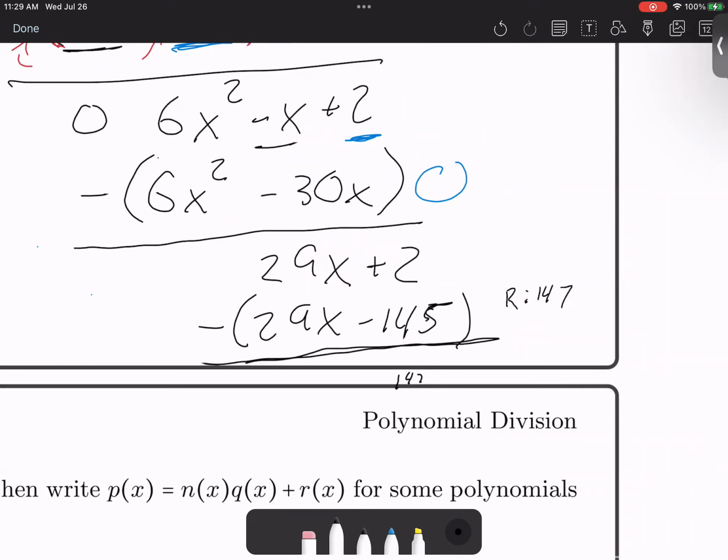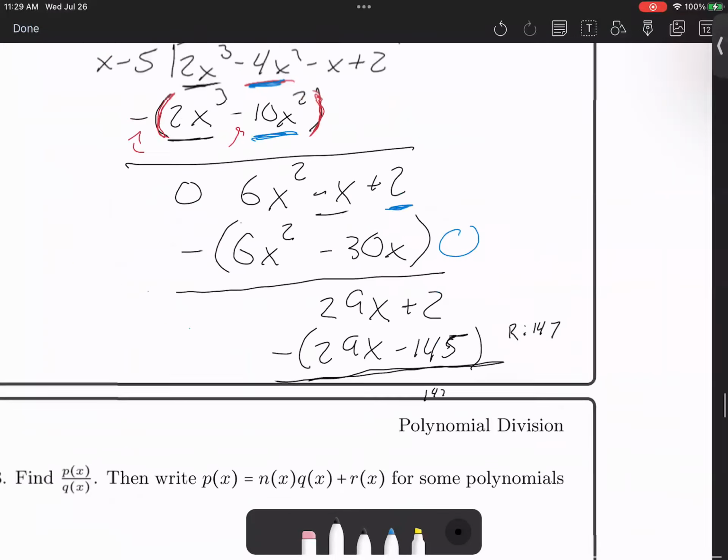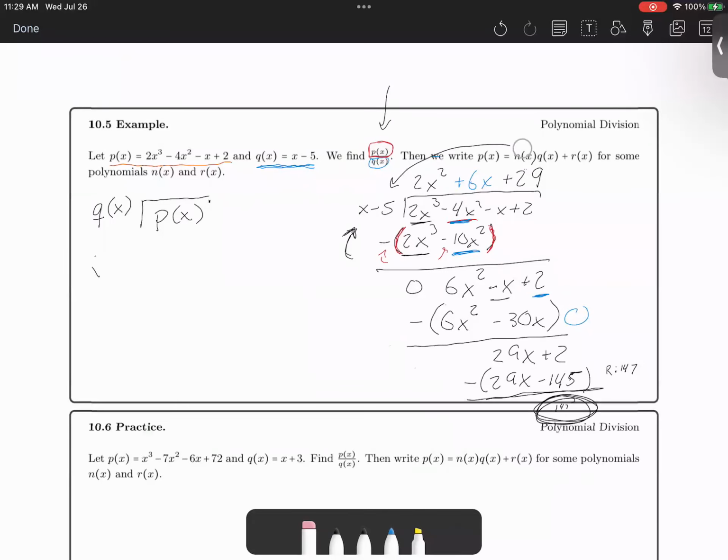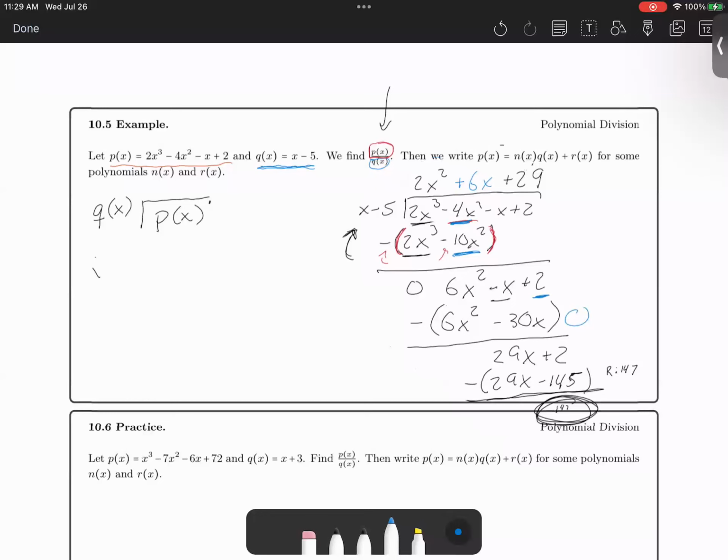So notice once I hit that 147, I can't go any further because there's no x's there. There's no way I can go from x to something that doesn't have any x's in it. So I'm done. I can't go any further. That 147 has to be my remainder. So let's work on this part of the question now. Decomposing the big polynomial, the p of x, into q of x times a quotient in x plus that remainder.